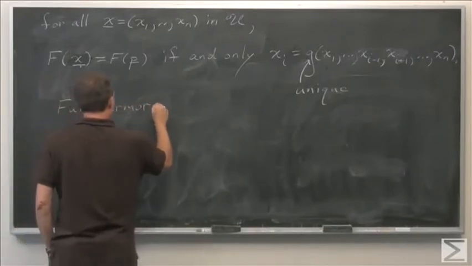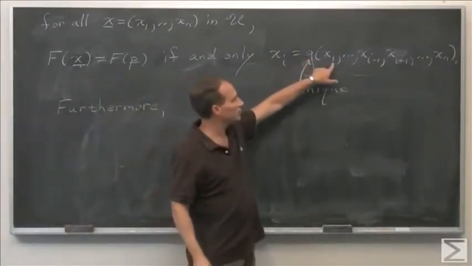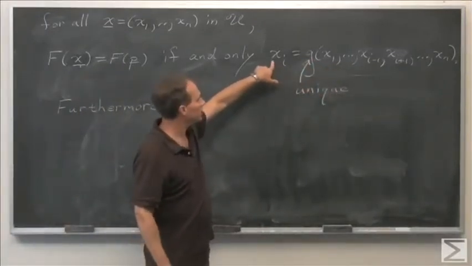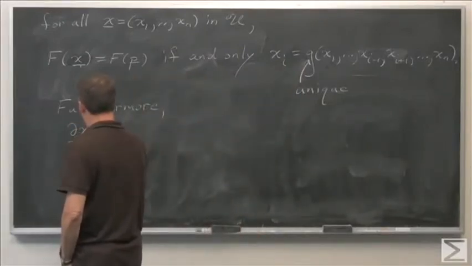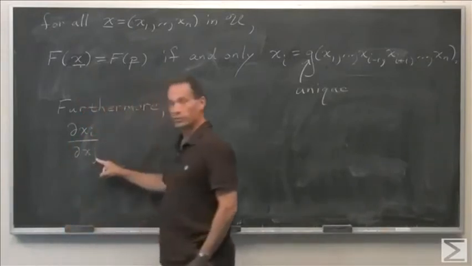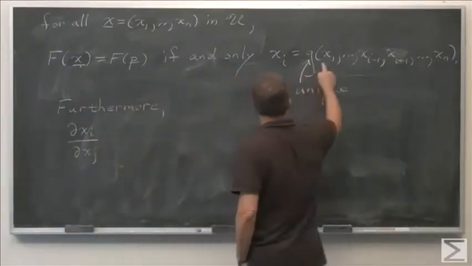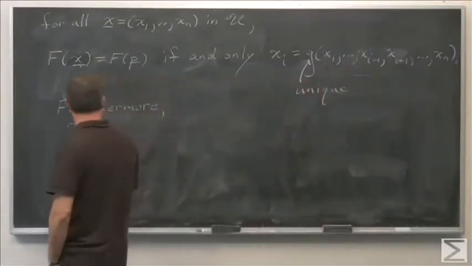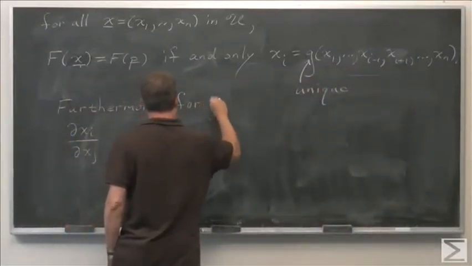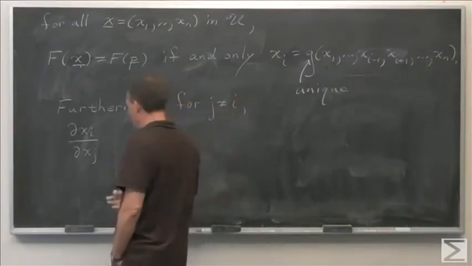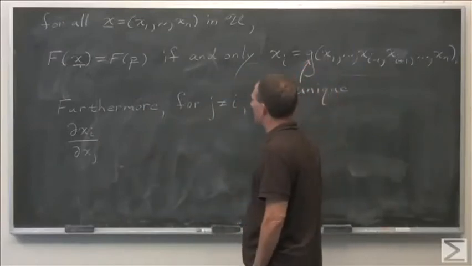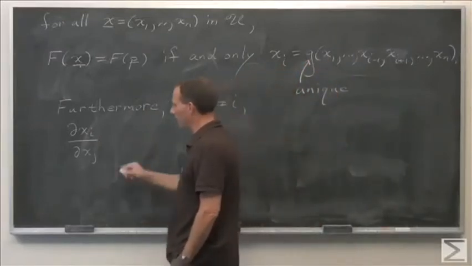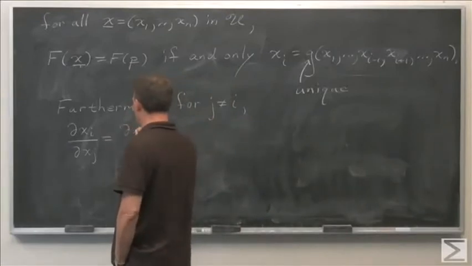Furthermore, now that g is a function of these independent variables, and we're saying xi equals g, we can ask for the partial derivative of xi with respect to xj, where j is not the same as i. So furthermore, for j unequal to i, you pick some variable that's not x sub i, we'd like a formula for the derivative of g with respect to the x's, or the derivative of xi with respect to the other variables. So it's the same as the partial derivative of g with respect to xj.